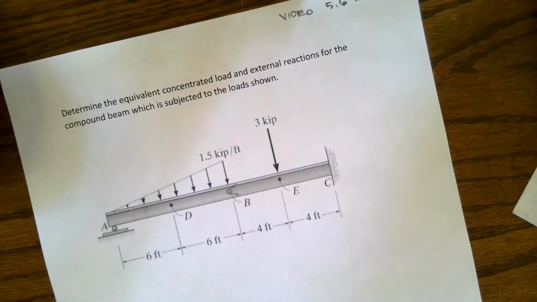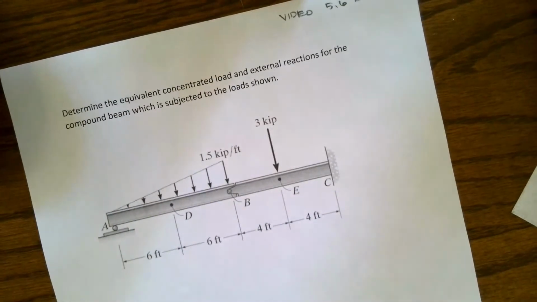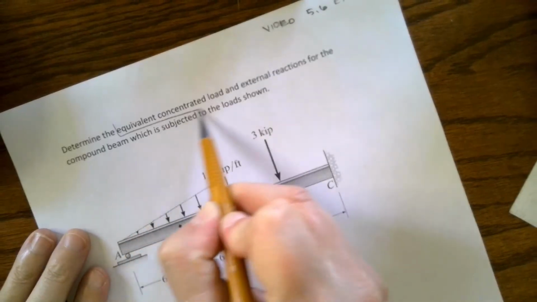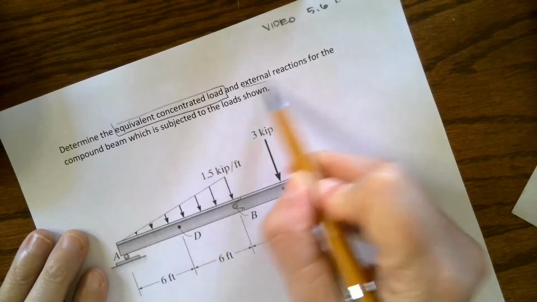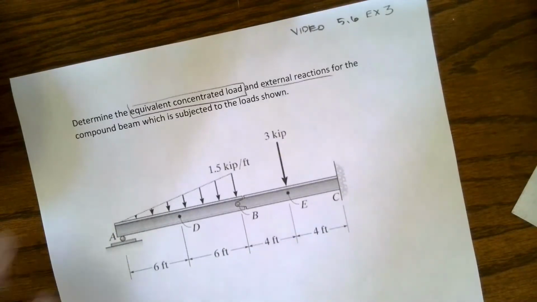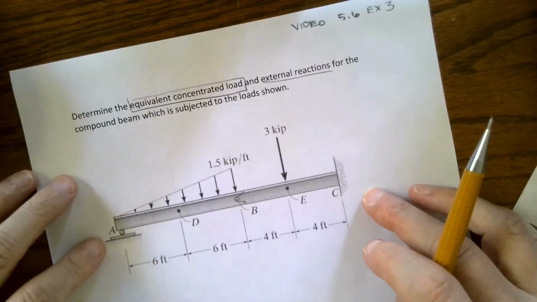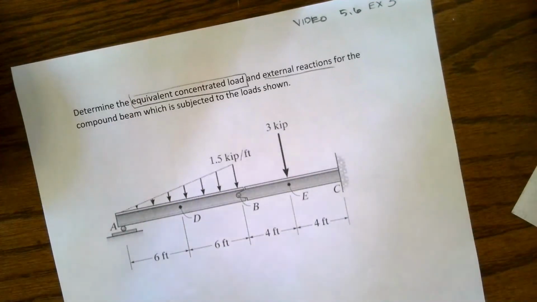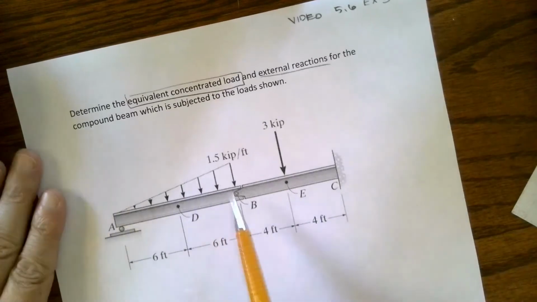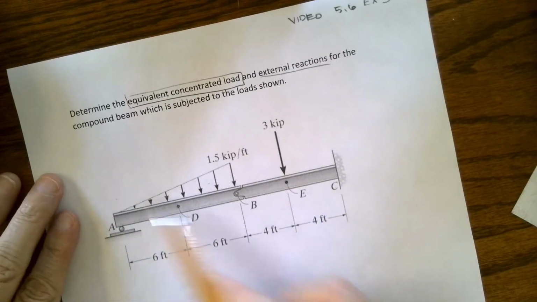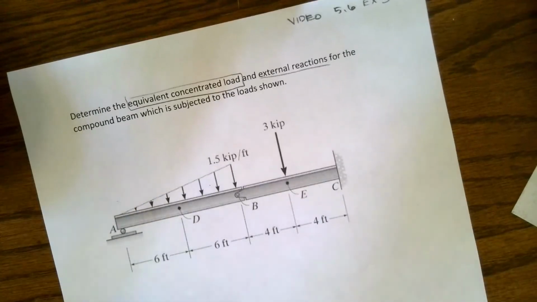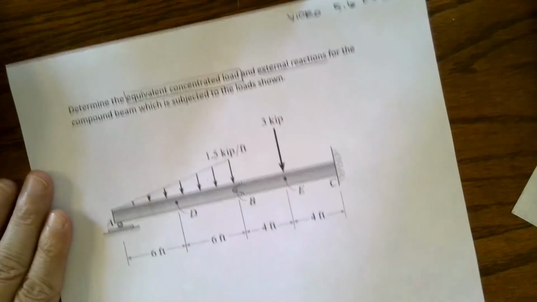Okay, so this is the third example from class, and right now we're looking at finding equivalent concentrated loads, and then also continuing with external reactions, which we've already looked at with compound beams previously in the book. But now we're adding that we might have linear loads or constant loads, or uniform loads, you could call it that, or loads that are a function, and find reactions.